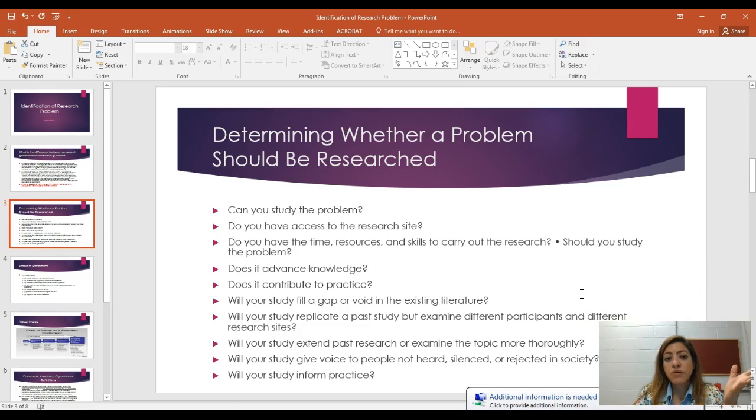So, determining whether a problem should be researched or not. When you have decided on your problem and you're starting to write your research questions, you'll have to keep in mind: is it worthy? Are this problem and these questions bringing something different, something new to the table? That's another question you need to ask yourself while you're writing it.